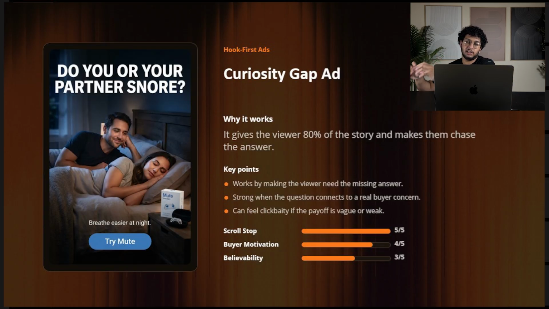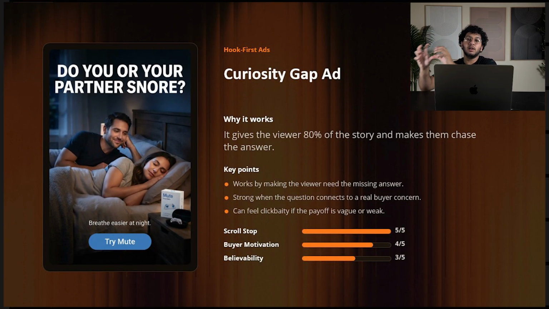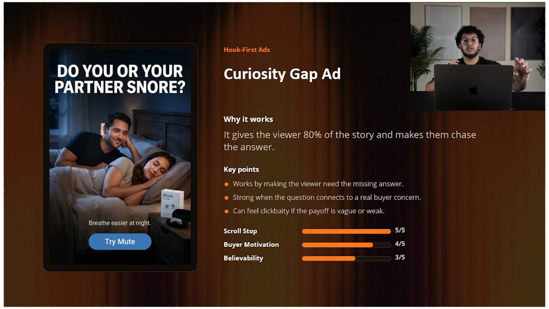Next is the curiosity gap. Curiosity gap ads are A tier. They work because they open a loop. What happens after month 3? Why I stopped doing this? The part nobody tracks. The viewer stops because they want the missing answer. That gives this format a very high scroll stop score.